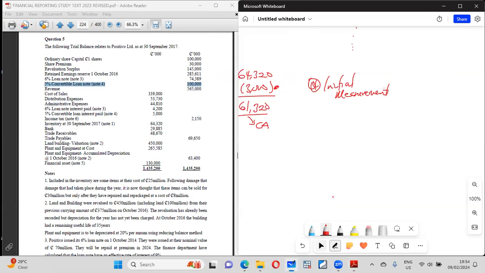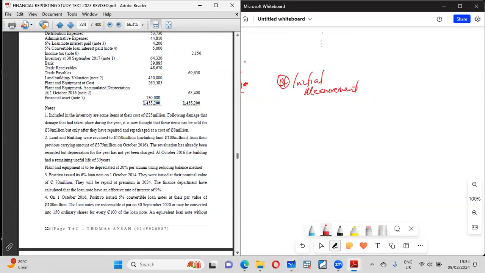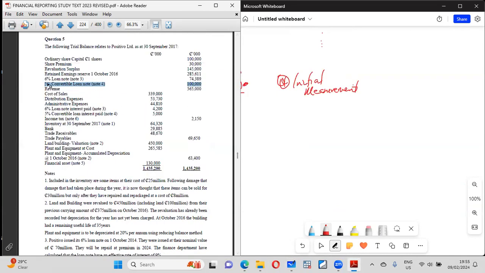You know, in a convertible, there is an equity option. So how much is the payment? How do you find the payment? The payment is 5% on the 100,000. And you see it here again, 5,000. So how many years are they doing this thing for?